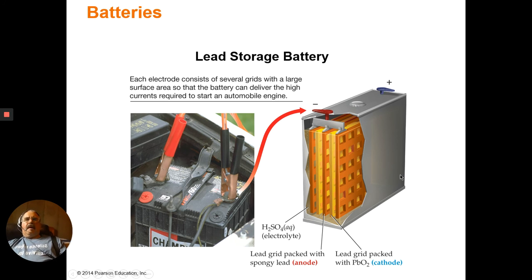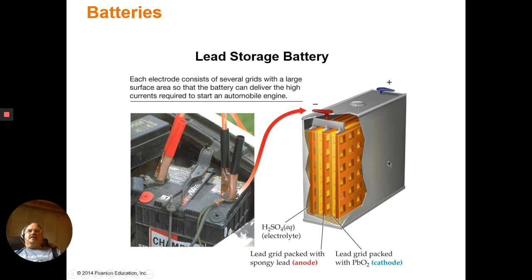Okay, this is a diagram of the lead acid storage battery. Each electrode consists of several grids with a large surface area, so the battery can deliver the high currents required to start an automobile engine. The sulfuric acid solution is the electrolyte. Then we've got a lead grid packed with spongy lead, which is the anode, and then we have another lead grid, which is packed with lead dioxide.